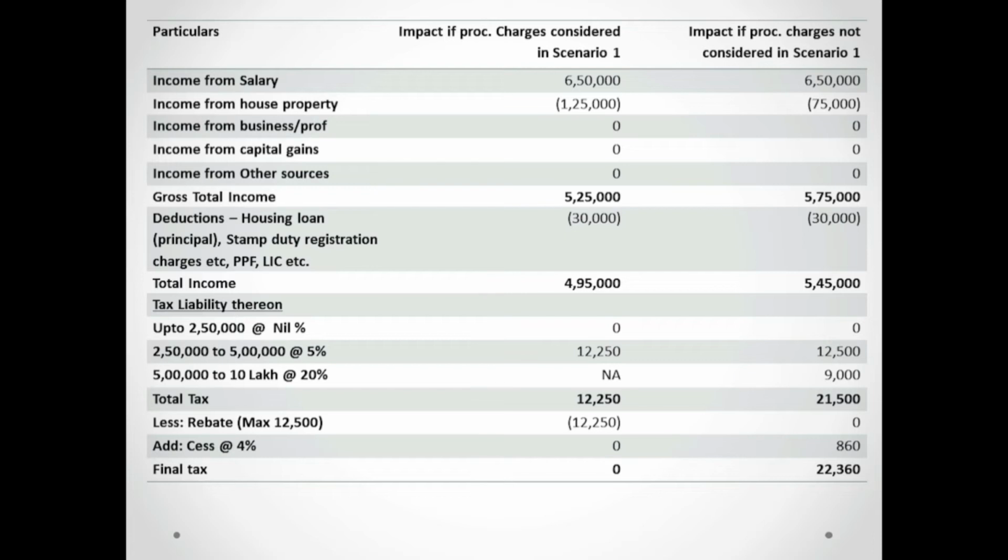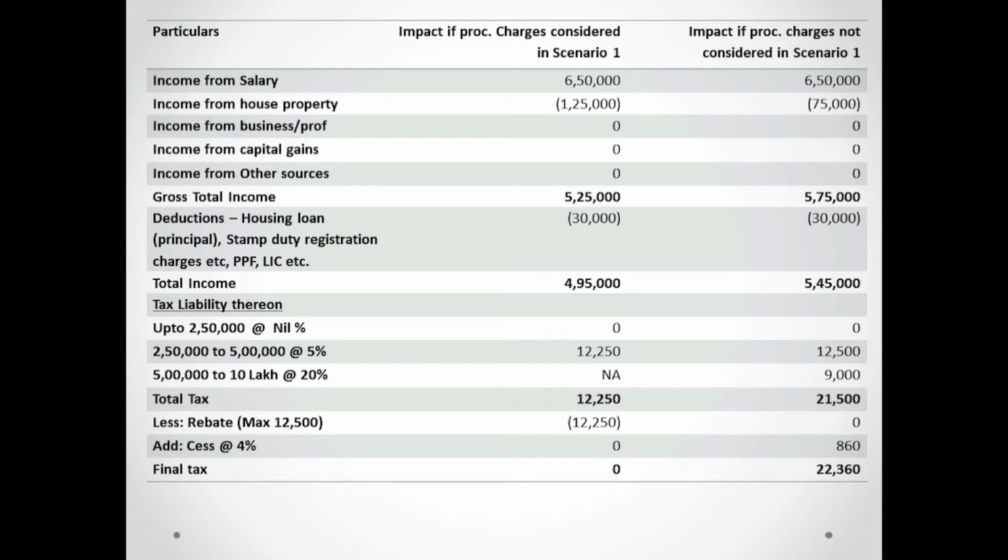Let's take the next scenario where your total income is 5,45,000. Up to 2,50,000 nil, 2,50,000 to 5 lakh at 5%, 12,500, 5 lakh to 5,45,000 at 20%. How much will it come? 9,000 rupees. So total tax comes up to 21,500, guys. But you will not get any rebate. Why? Because your total income is above 5 lakh. I have told in the first video of mine that if your total income is above 5 lakh, you will not be eligible for a rebate. So cess of 860 will be added to 21,500 rupees, calculated at 4%. So final tax will come up to 22,360.